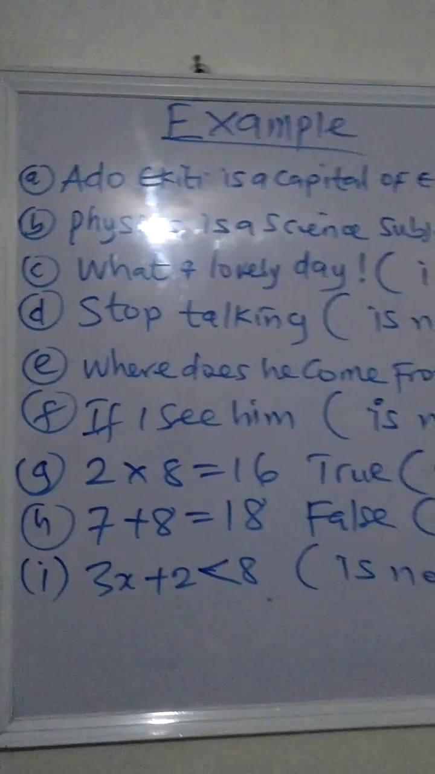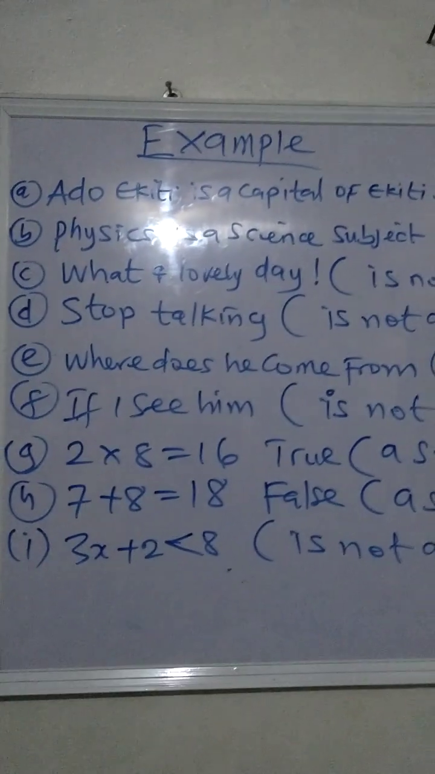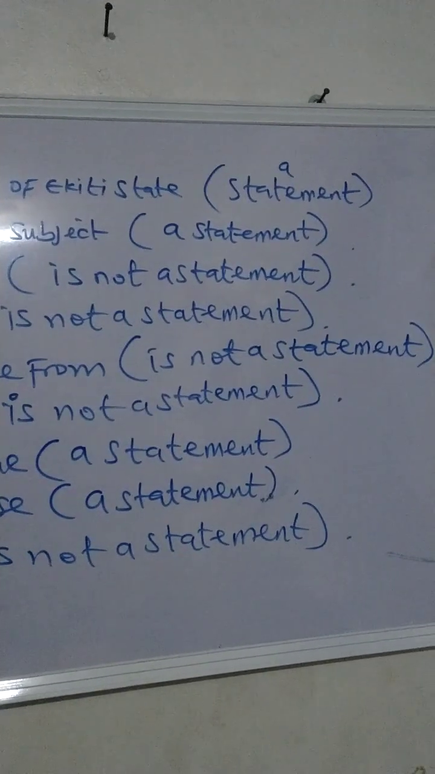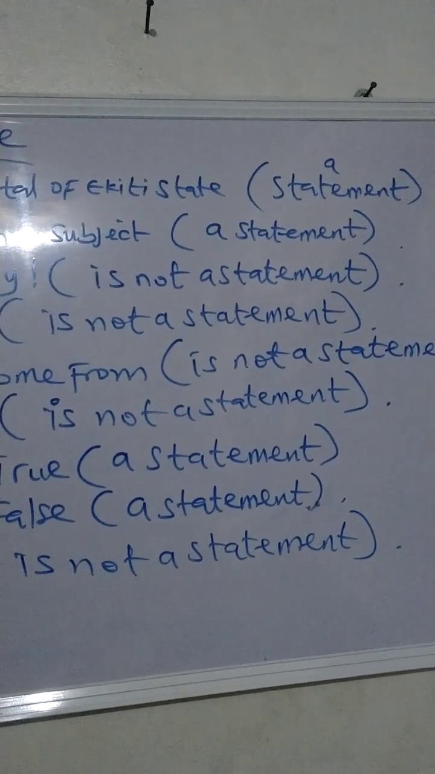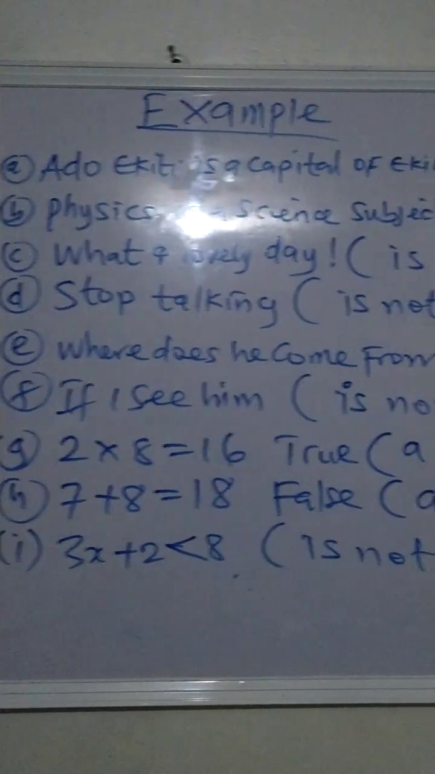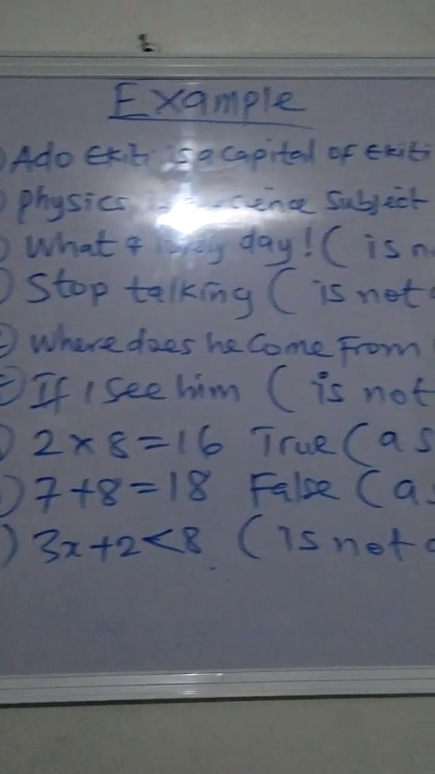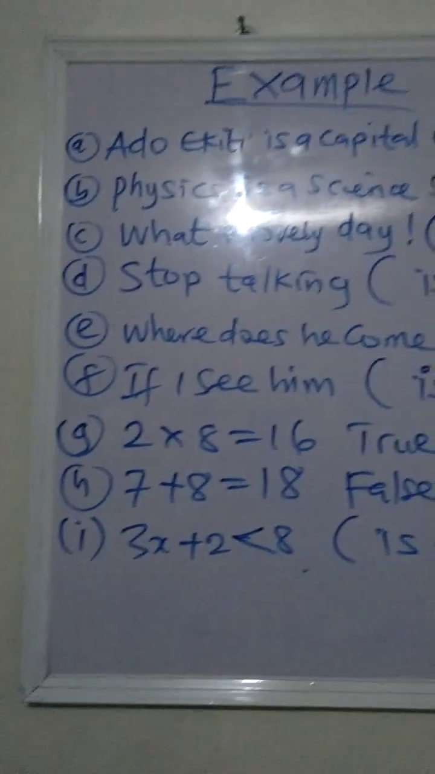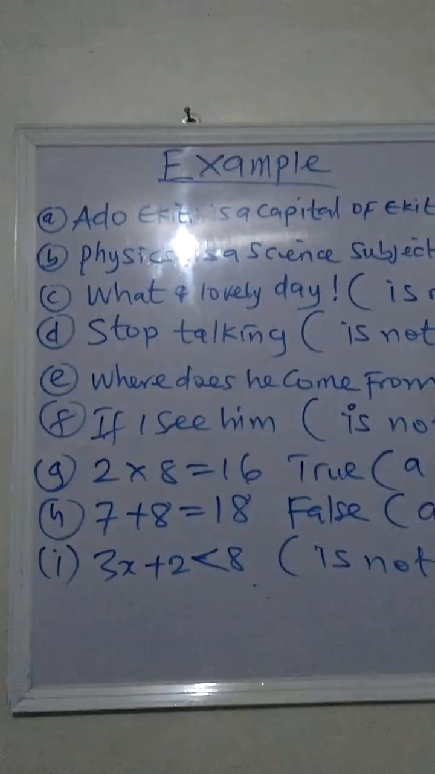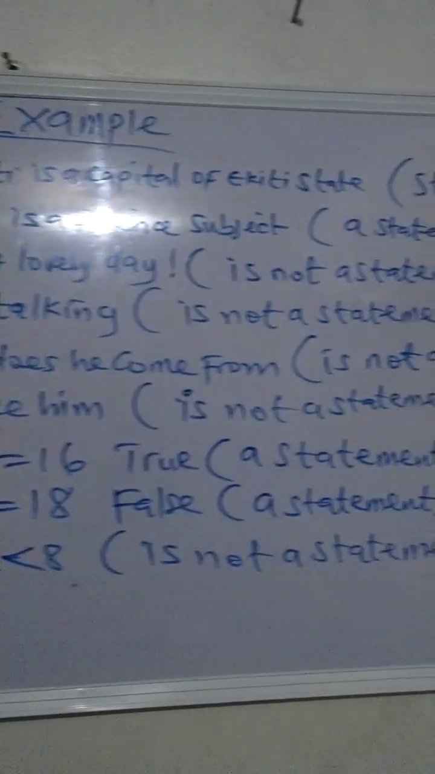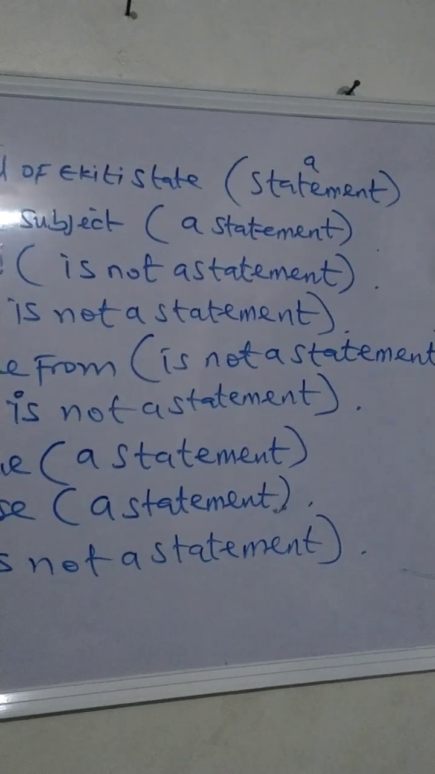Example A says, Ado-Ekiti is the capital of Ekiti State. In logical reasoning, it is a fact that Ado-Ekiti is the capital of Ekiti State, so it is a statement. Now, let's move to the next one. It says, physics is a science subject. It's also a fact and is a statement.